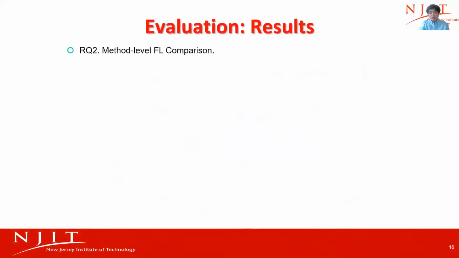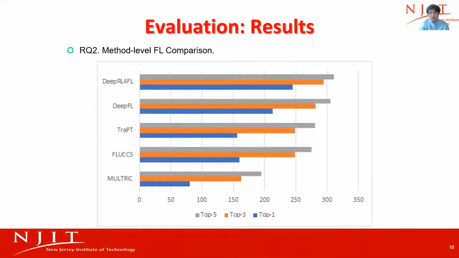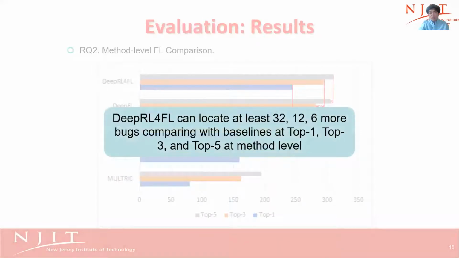And for RQ2, method level localization comparison, the results are shown here. From this table, you can also see that on top 1, top 3, and top 5, our approach always performs better than the baselines. As a summary, DeepRL for FL can locate at least 32, 12, 6 more bugs compared with the baselines at top 1, top 3, and top 5 at method level.